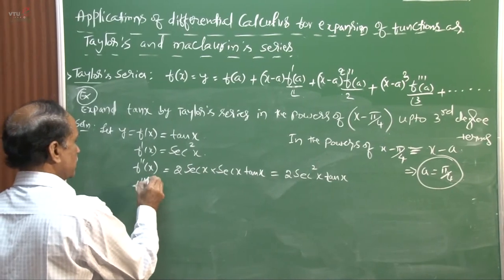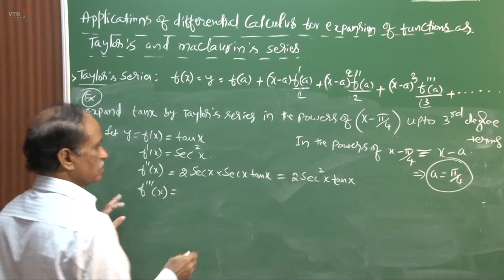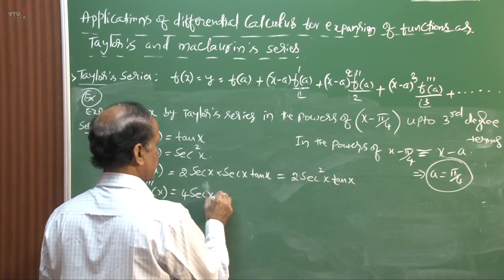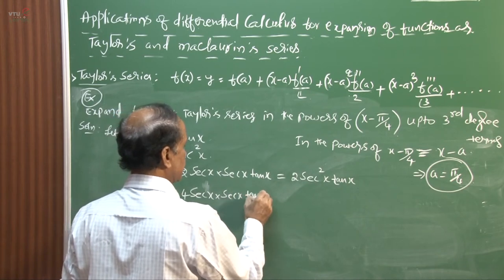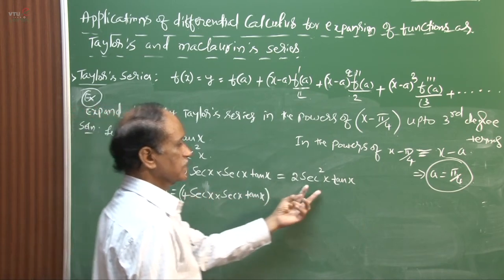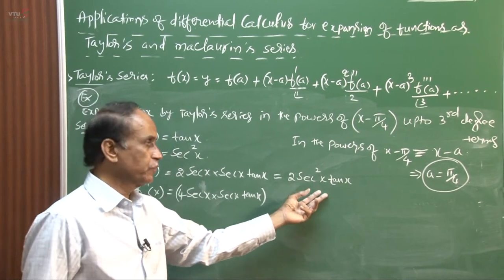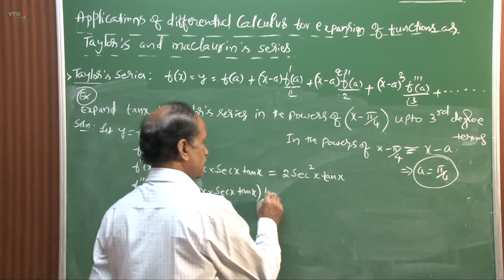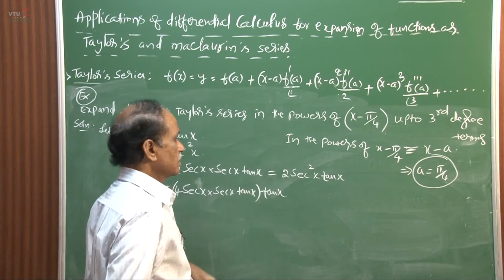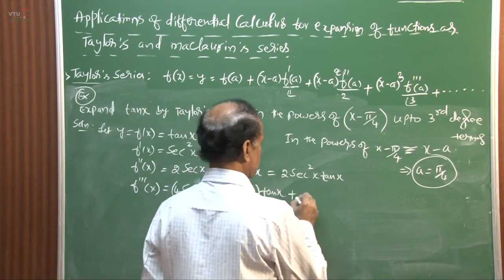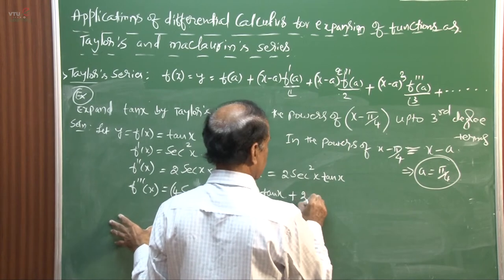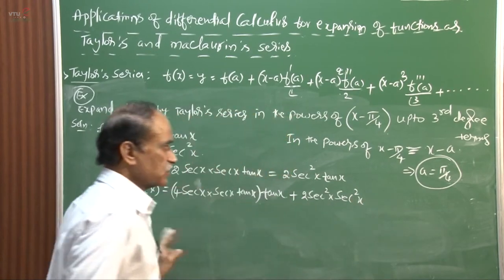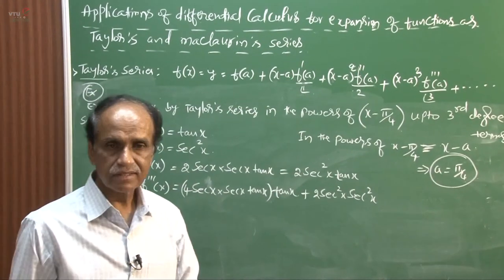Then the third order derivative f is equal to 4 times secant square x, secant x into secant x tan x. This is for the first term, because it is a product of 2 terms, u into v, u dash into v plus v dash into u. This is one term, with tan x as it is. Then plus the second term you have to write. This is for the third order derivative: 2 times secant square x into secant square x. Why is it secant square x? Because the differentiation of tan x is secant square x.